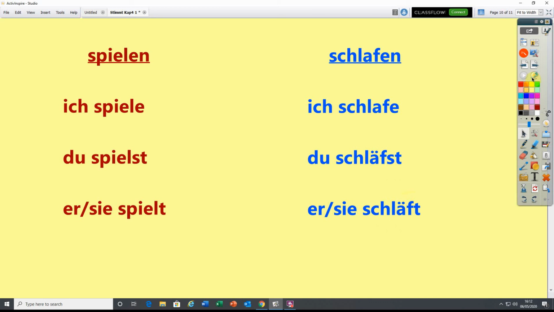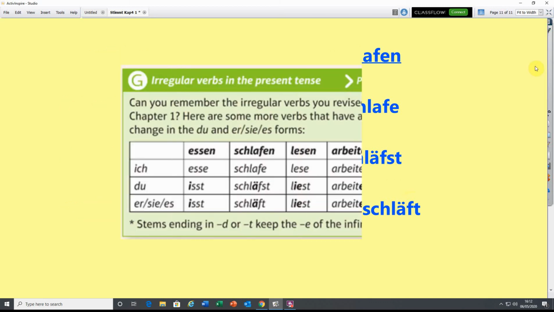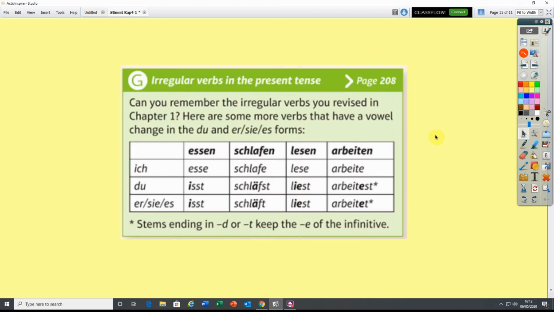Let's just have a look at a few more irregular verbs as some examples. I've taken them straight from the book. And here they've got essen, a verb we all know. Ich esse, I eat, but notice it goes to du isst, and er sie es isst. That changes to an I. Still the regular endings, just not an extra S there, because having three S's would be silly, but it still ends in ST, that still ends in T.